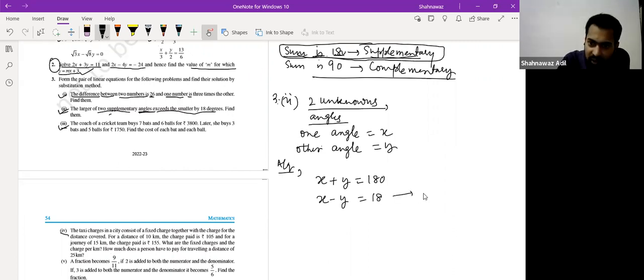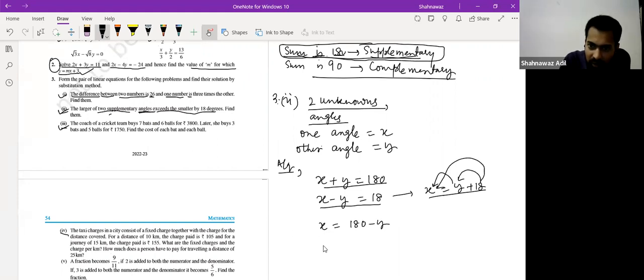Or you could have written it like this: x is y plus 18, since it exceeds the other. When you put this here, what will this be? You can retain it in any way you want. So this was the second information. Let's just calculate from here what x will be. Now we will put this here.